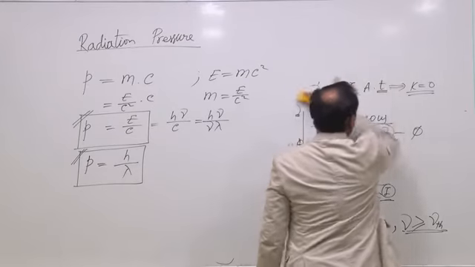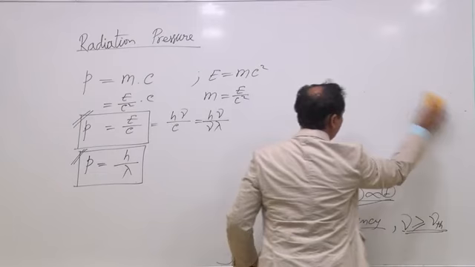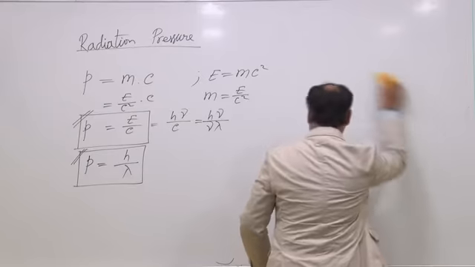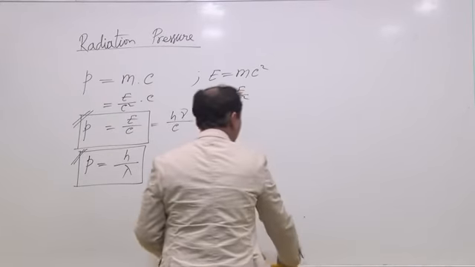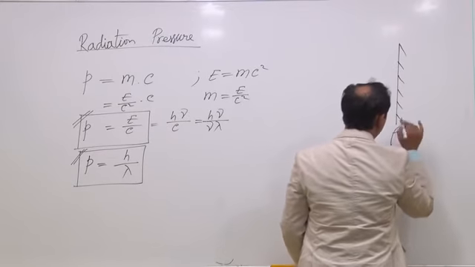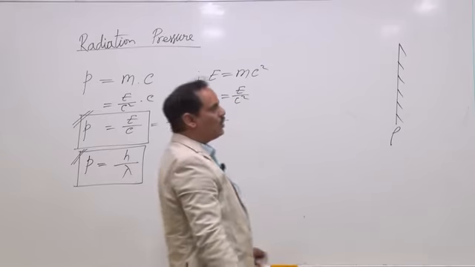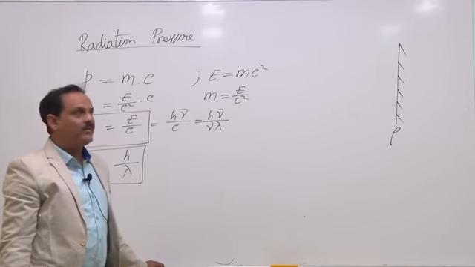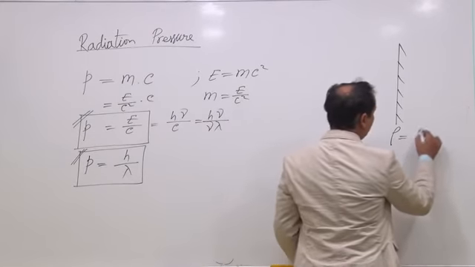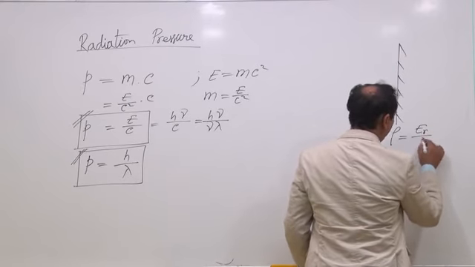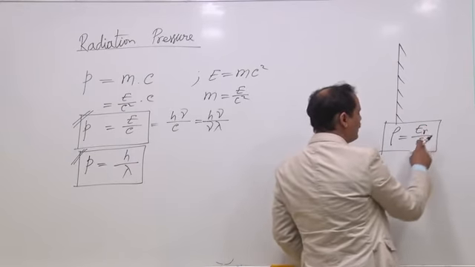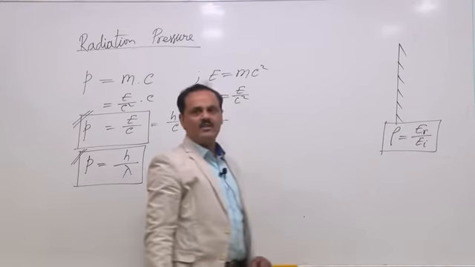We need to know, when the incidence is normal, what the pressure is at that moment. Now we define another term. Suppose we have a surface, and I define a term ρ, called the coefficient of reflection. What is the coefficient of reflection? It is the ratio of reflected energy to incident energy.